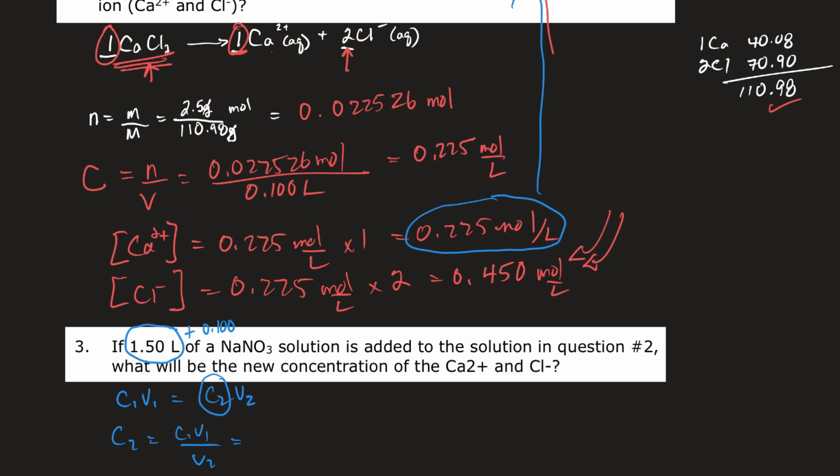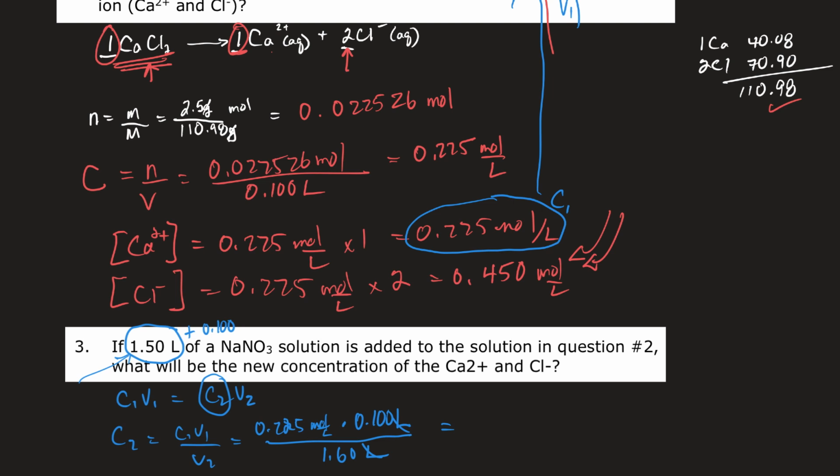C1, concentration 1, is this one. So that's 0.225, that's a 2, moles per liter, times V1, which is this one up there, the 100 milliliters. You might not be able to see that. 0.100 liters. Divided by volume 2. So if you add this 1.5 plus that 0.1, that'll give you 1.6 liters. So the liters cancel, and now I have to multiply and divide that.